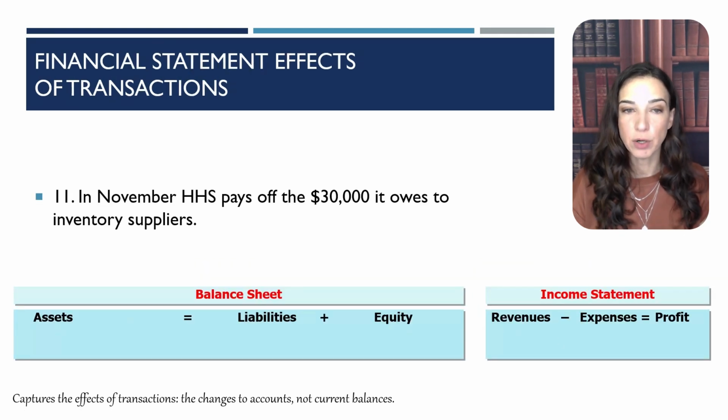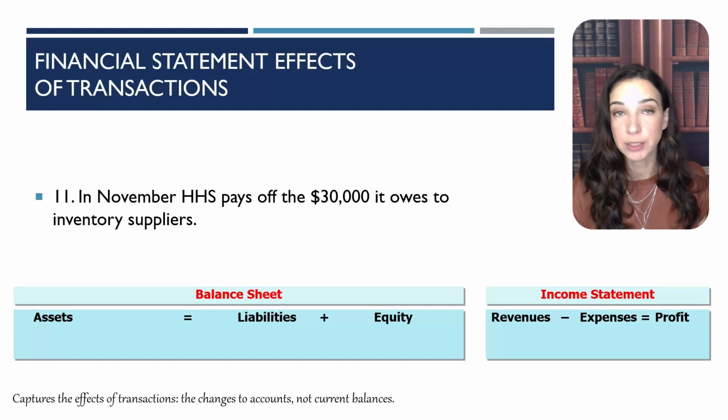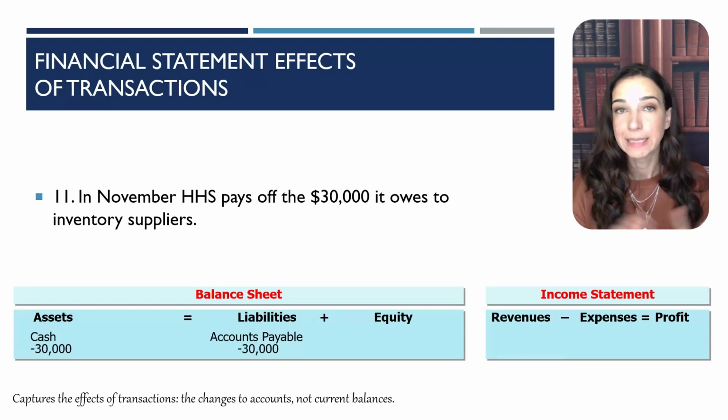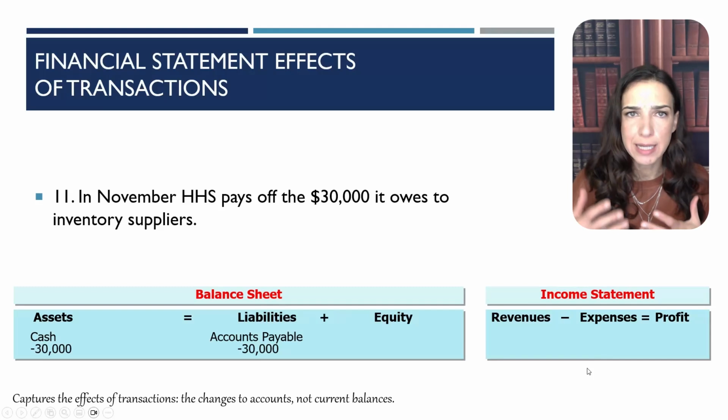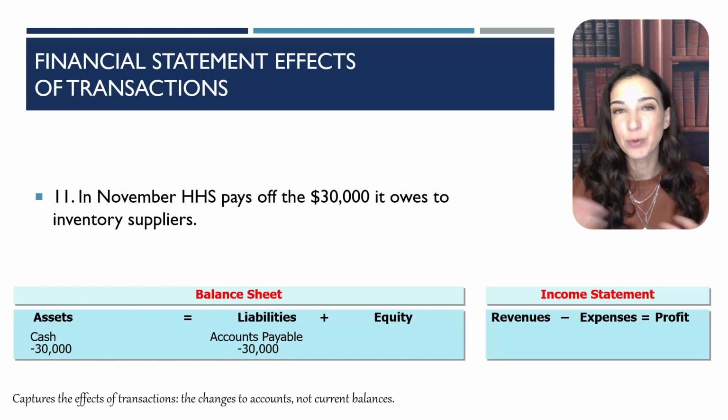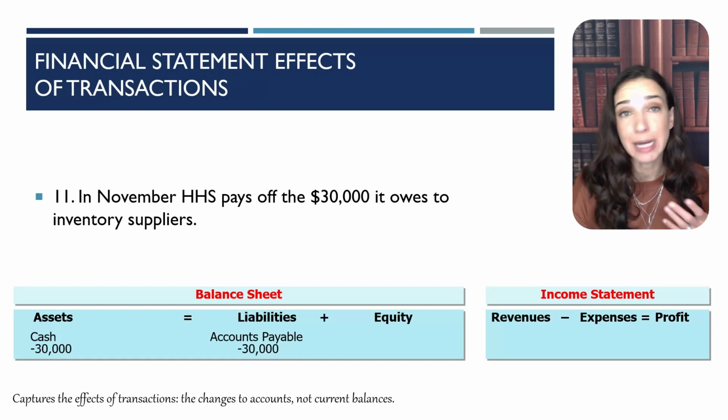Next, in November, the company pays off $30,000 it owes to inventory suppliers. If you recall, the inventory they received was on credit. So now they have a debt outstanding. They pay it off. Does anything happen on the income statement? No. Well, when do we recognize the expense associated with this inventory? We just did it on the prior slide. As we sell the inventory, we recognized its expense. But at this point, this transaction is just cleaning up of the debt.